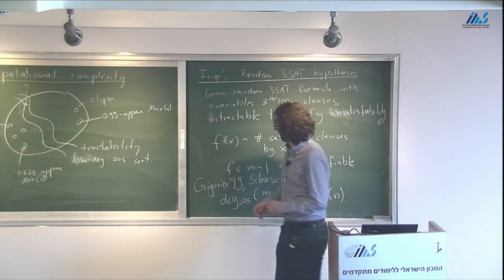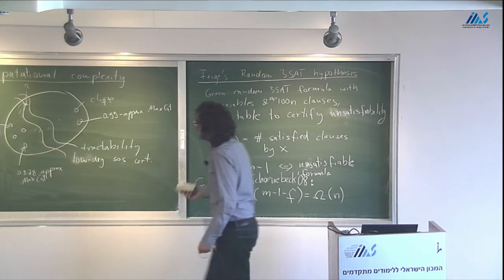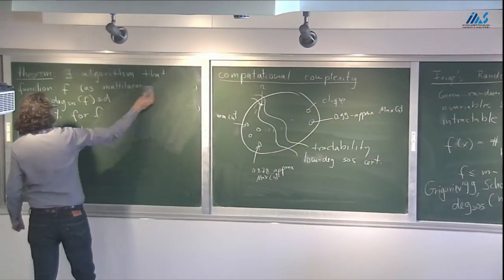Another important situation where sum of squares plays a role is the Unique Games Conjecture.